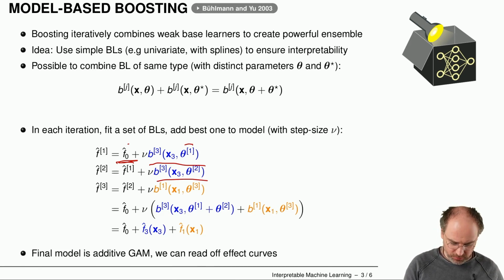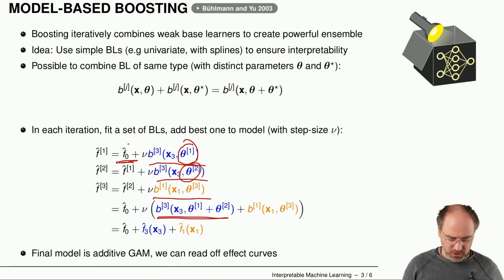And now we do exactly that merging here. We just add up these two parameters, which gives us this guy here. And then in the next iteration, we add for the first time a different feature. So now we add in a base learner defined on feature 1. And at the end, we arrive at this structure here.